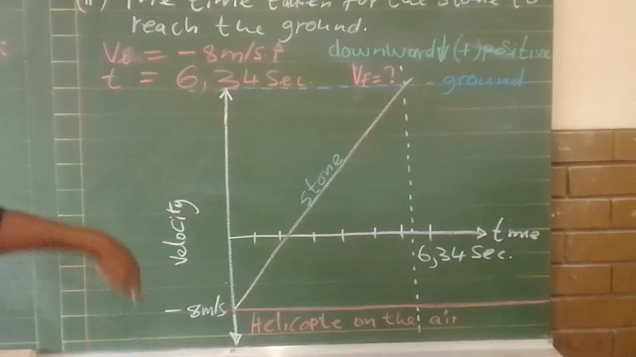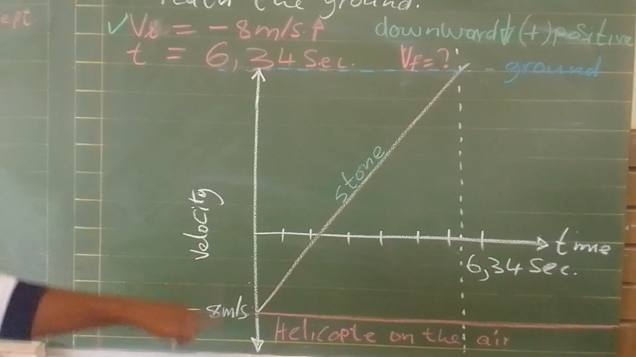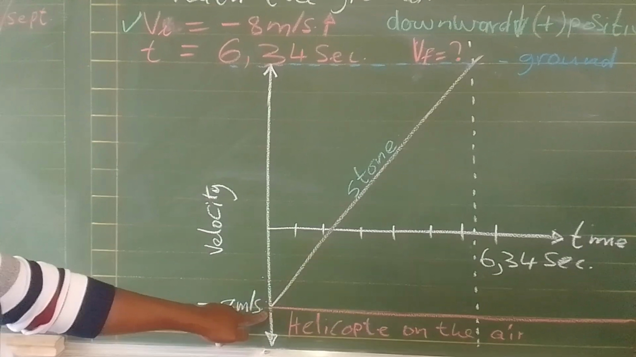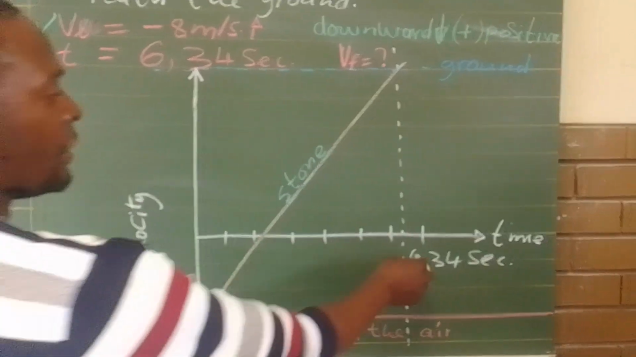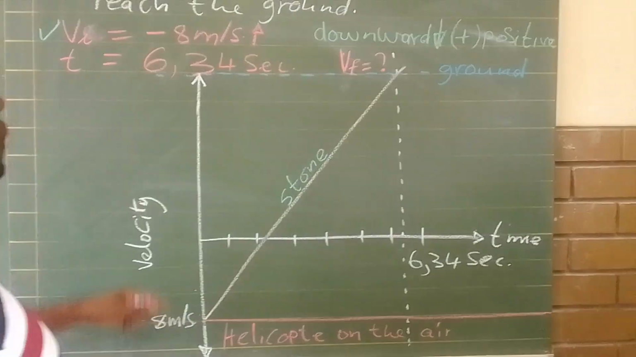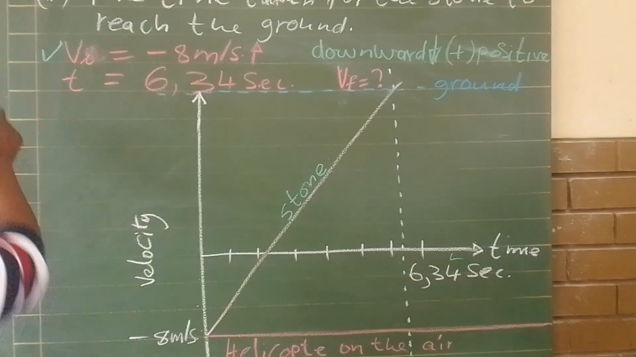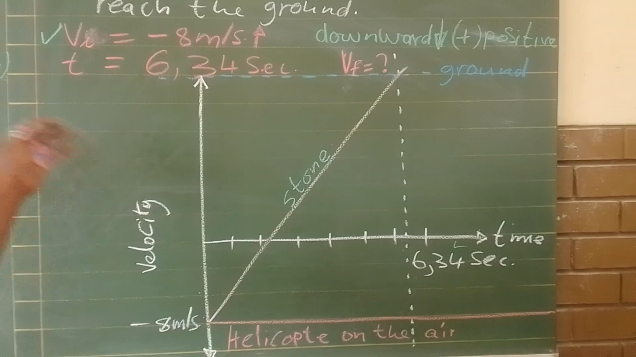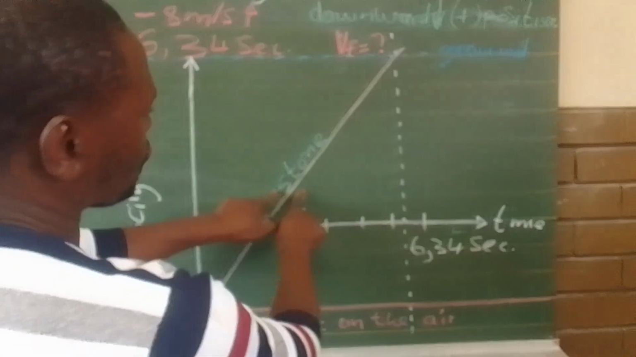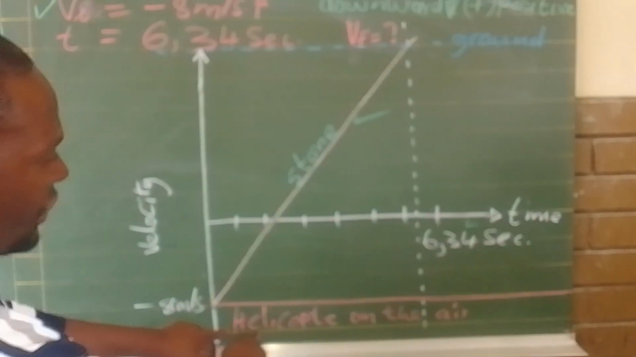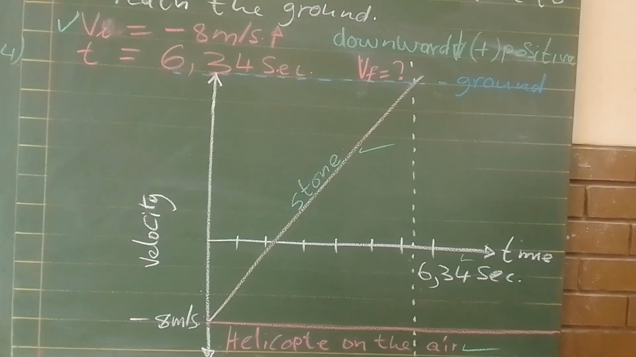Now this is what they want you to do. They give you marks for VI to indicate that VI is 8 meters per second, going up, negative. The time is 6,34 seconds, another mark. This is out of 4. Then another mark probably as per the indication of the stone. You indicate the stone, you indicate the helicopter. That's how you will do it.